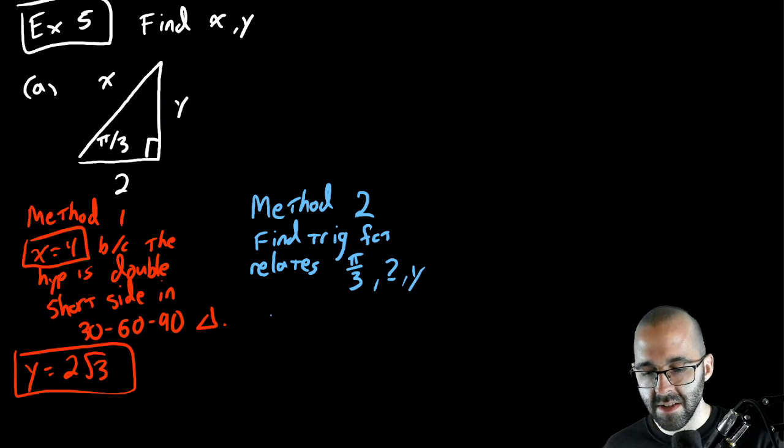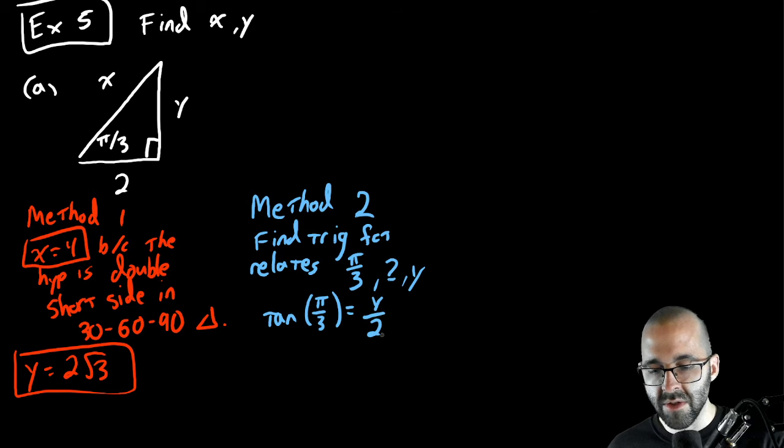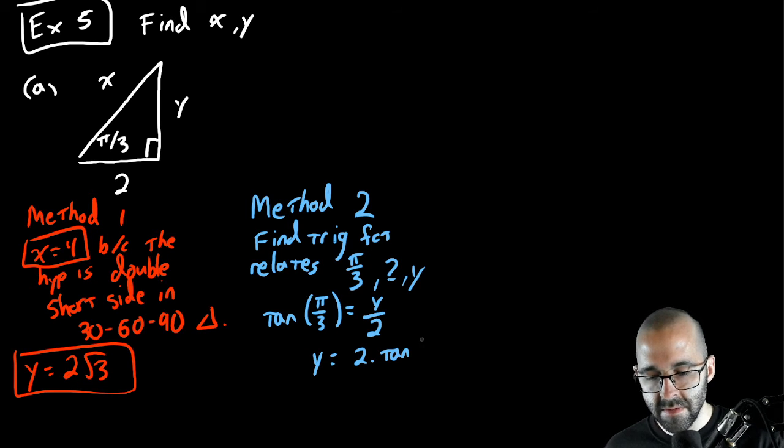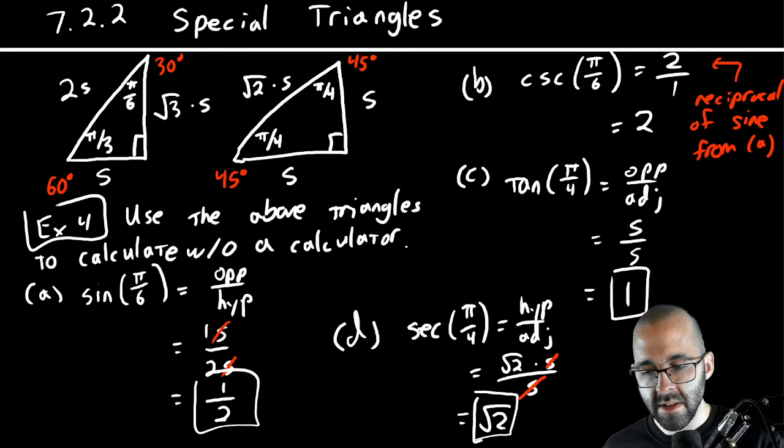SOHCAHTOA. Tangent. Tangent of pi over 3 is y over 2. So if I want to solve for y, just multiply both sides by 2. Y is going to be 2 times the tangent of pi over 3. And again, we can look at our special triangle. What's the tangent of pi over 3? This divided by that. Tangent of pi over 3 is the square root of 3.